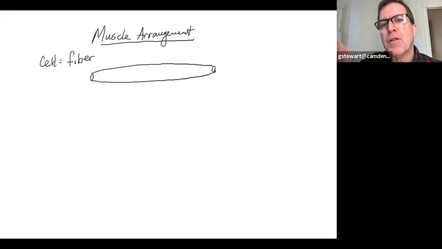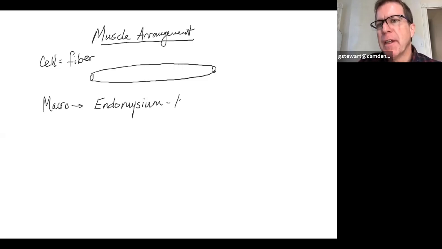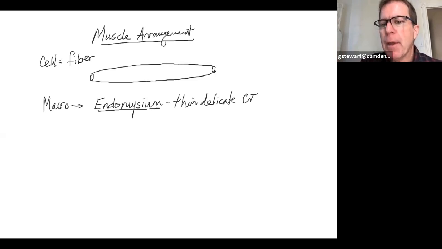And the macro arrangement, that means without using a microscope, what we can see with our naked eye, is each individual cell is wrapped in a thin, delicate connective tissue covering called endomysium. That's thin, it's reticular fibers mostly. I'm just writing thin, delicate CT. It wraps each individual fiber. So if I just quickly put a wrapping, let's make it yellow, if I wrap this in a thin, delicate coating of endomysium, there it is.